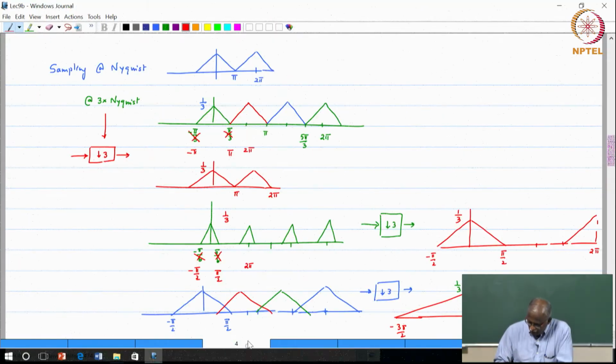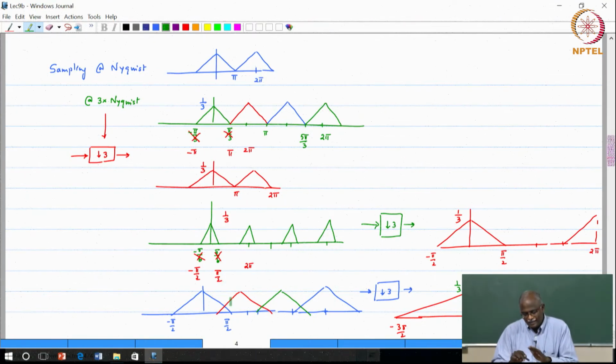If you were to now look at these three examples, okay. I had a case where the signal was limited to pi over 3. I did the downsampling, it was clean. Oversampled the signal, downsampled, of course there was no issue.